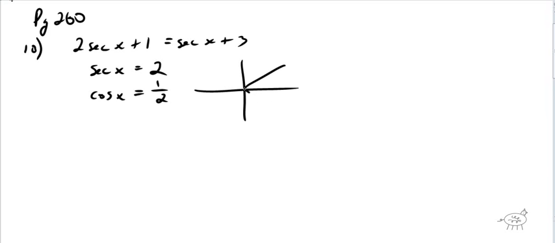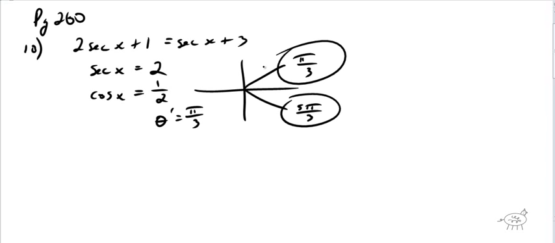Cosine is positive here and here. Cosine of what is 1/2, and we are in radians. So my reference angle is pi over 3. That means this one's pi over 3 and 5 pi over 3. Those are my two answers.